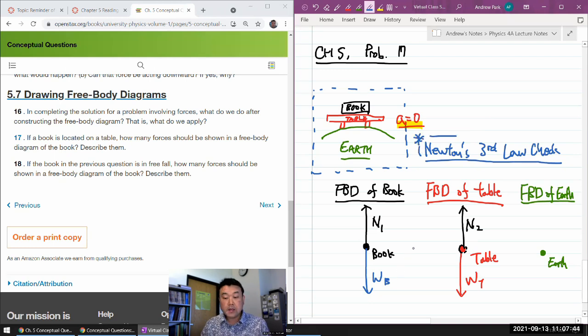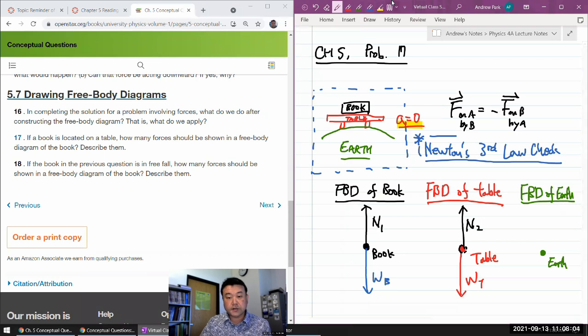in your system. And remember what Newton's third law says: if you have a force on object A by B, then there's a reaction force on B by A that's equal in magnitude and opposite in direction. And I'm drawing these arrows to remind you forces are vectors and the direction matters. So whenever you have both of the interacting objects in your system, you must have those pairs of forces.